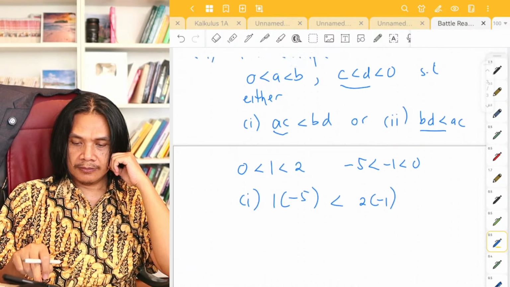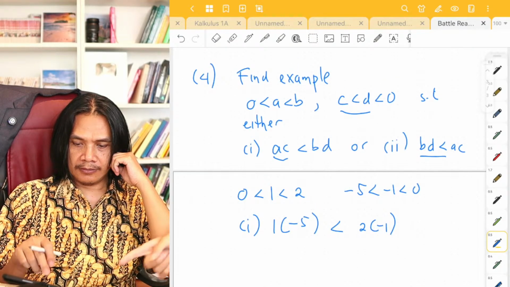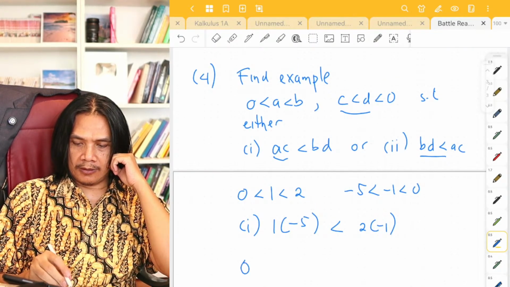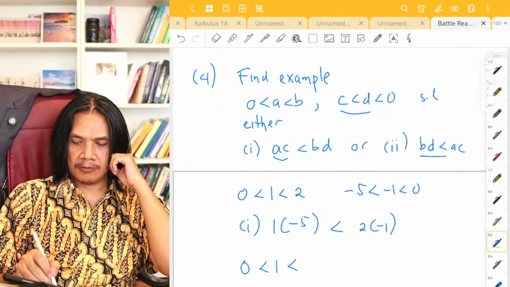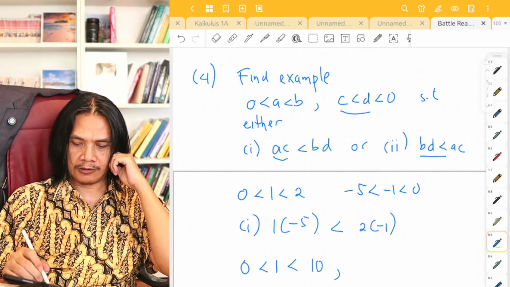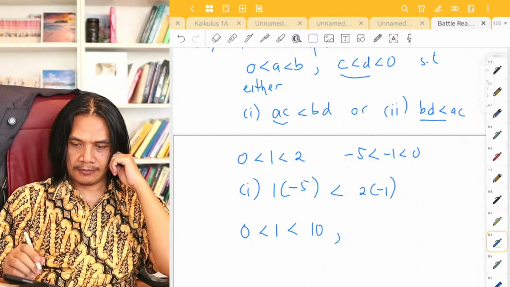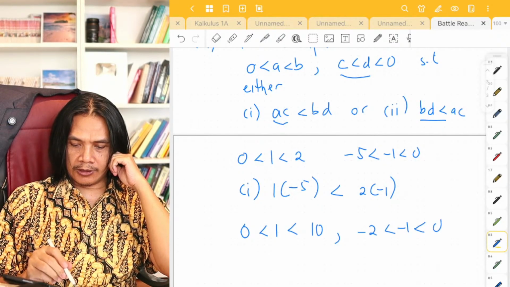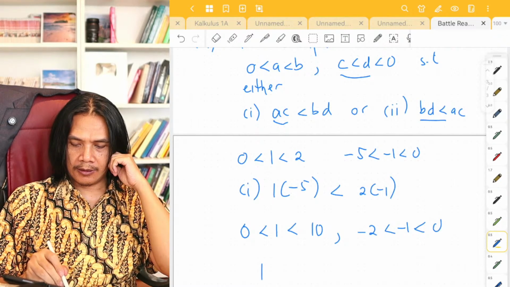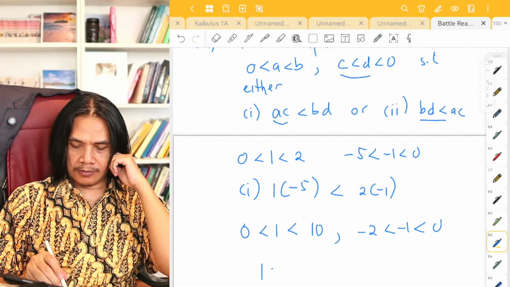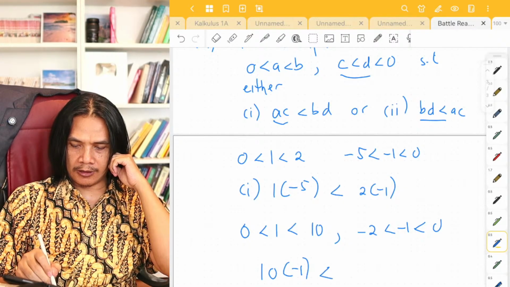You want BD to be very big. So just make the 2 here some really big number. One, you want to be big, the B1? Oh wait, so it's very negative, like 10 negative. And then this one is negative 2, negative 1. So BD is negative 10, AC is negative 1. 10 times negative 1 is less than 1 times negative 2. Yeah, okay.